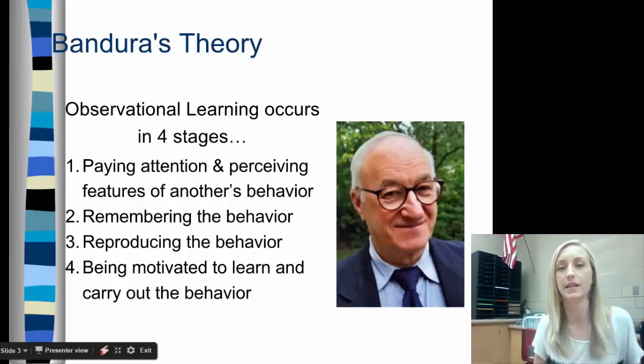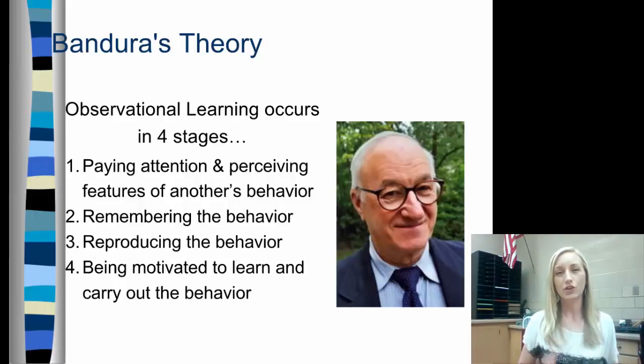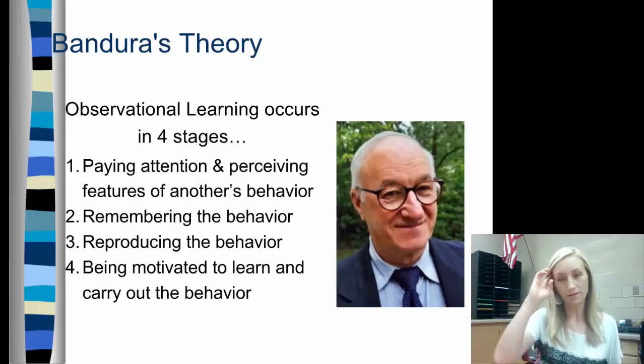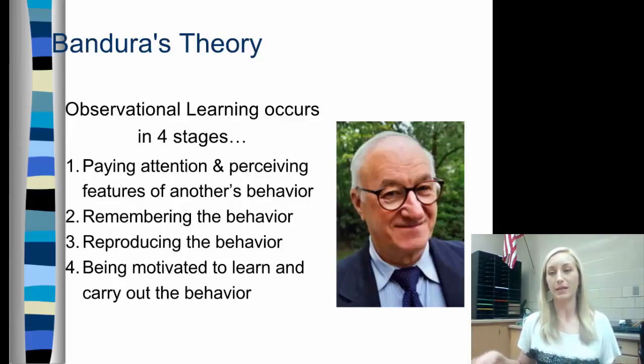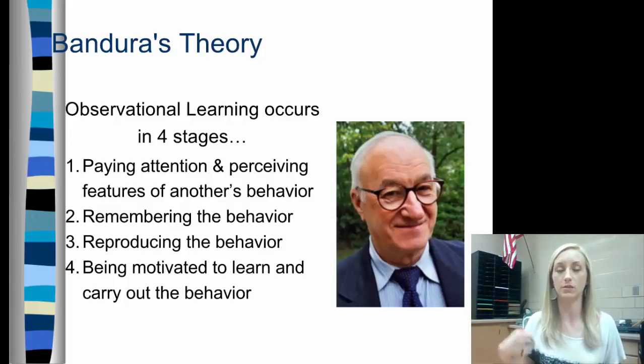Albert Bandura is the name of observational learning, and you need to make sure that you write that down. We're going to see him quite often throughout this course. So observational learning occurs in 4 stages according to Albert Bandura's theory. It's paying attention and perceiving features of another person's behavior. That's the observing part. Number 2, it's remembering that behavior. Like, oh yeah, I remember that one time she did this. It's then reproducing the behavior and then being motivated to learn and carry out the behavior because they were rewarded for it, and we are probably going to be rewarded for it as well.